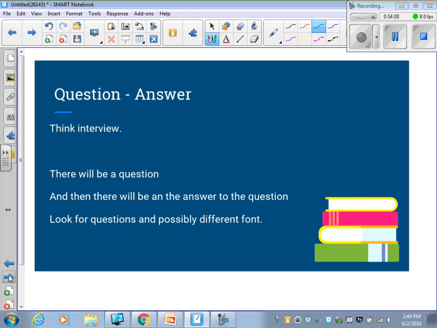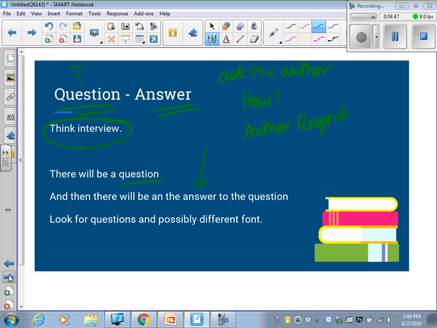We have questions and answers. This one can be very obvious. I see it often at the back of the book. They'll ask the author, and you will see where they've actually asked a question: how did you come up with this idea? And then the author will have some kind of response where they'll respond to the question. So think of it like an interview style. There's going to be a question, and then there's going to be an answer.